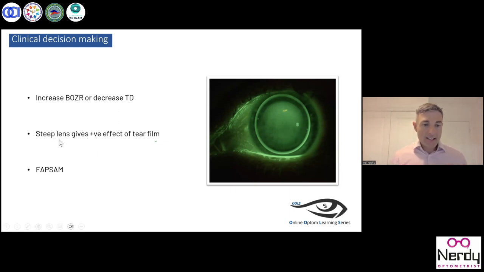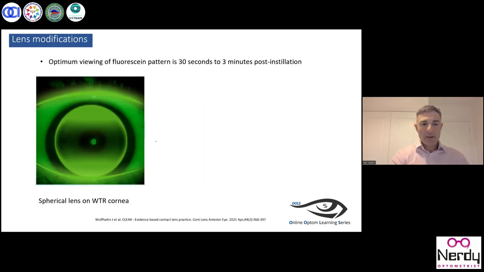And what we do know is that a steeper lens does give a positive effect to the tear film, so we're likely to get some more of a refraction there that we need to consider. The general rule I apply is if you're going flatter, you add plus; steeper, you would need to add more minus if you want the same equivalent overall. So again, a little bit of RGP basic lens stuff there.